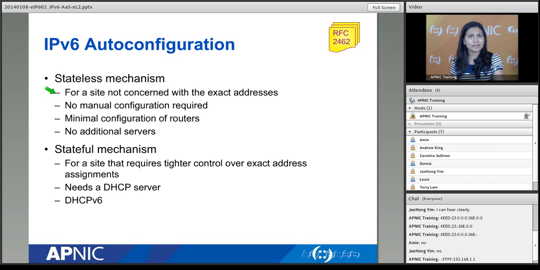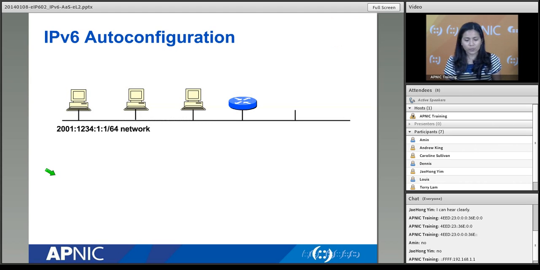So the way you assign an IPv6 address can be either stateless or stateful. That's very easy. Stateless is when you're not concerned with the actual address, so it can be assigned via SLAAC, or stateless auto configuration, which we've discussed. And then you can also go with a stateful mechanism, such as using DHCP servers, or you can assign it manually as well. So let's just say that you're getting your IPv6 address via a router advertisement.